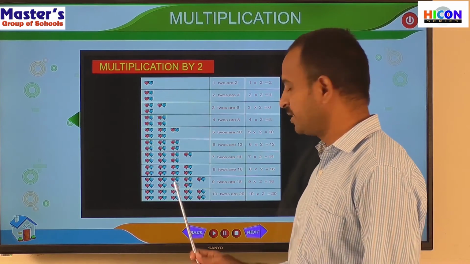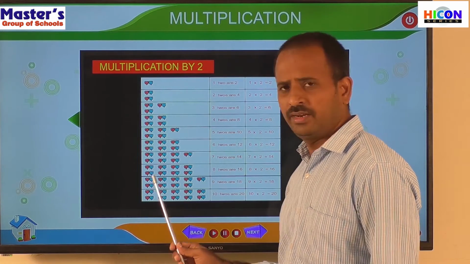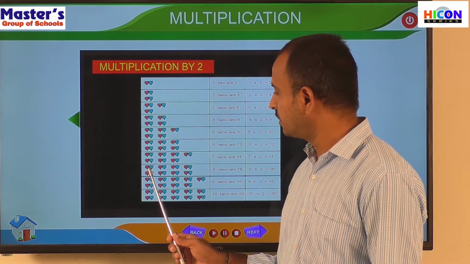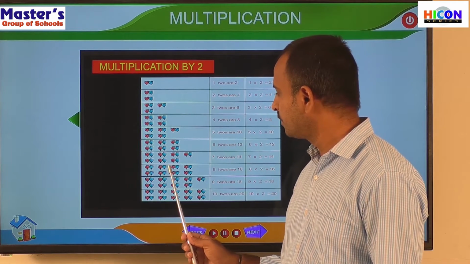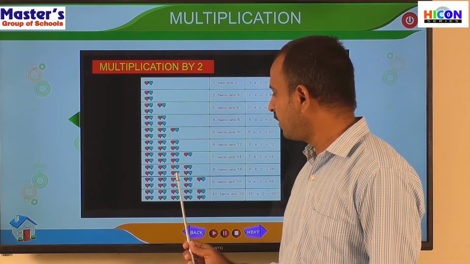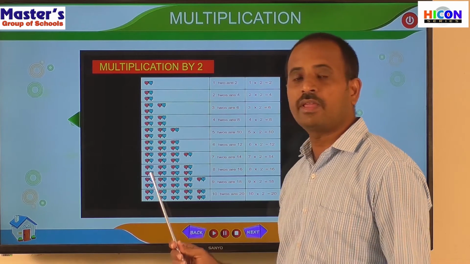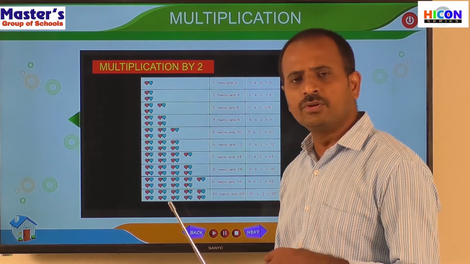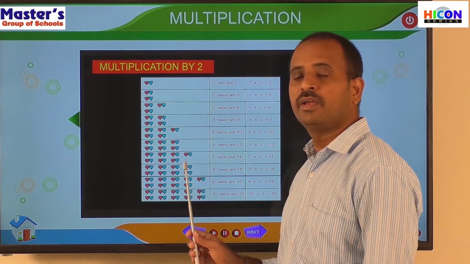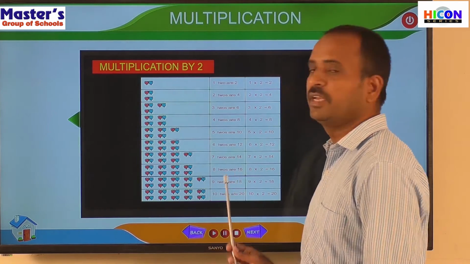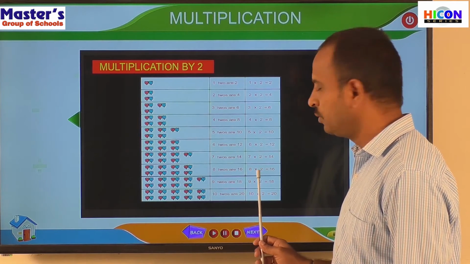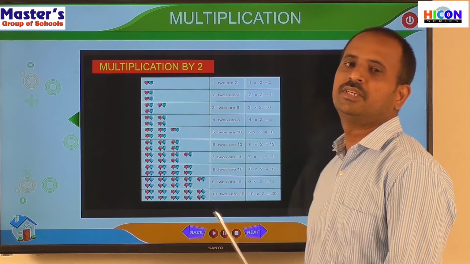So children, next see the eighth row. Here also how many sets are there? That means how many 2's are there? Here also there are 1, 2, 3, 4, 5, 6, 7, 8. So total there are 8 2's. So 8 2's are how much? So the total number of flowers, 8 2's are 16, and it can be written as 8 into 2 is equal to 16.